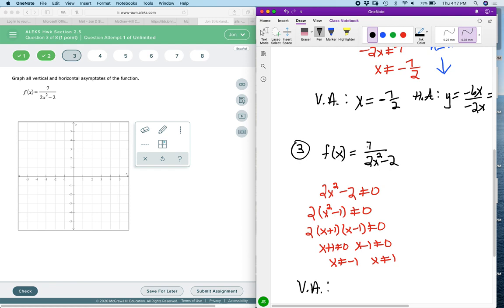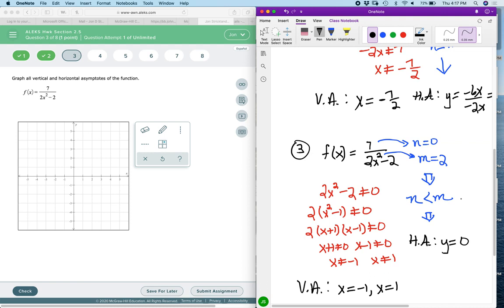Since 2x squared minus 2 is not a factor of the numerator, the exclusions from the domain will be the vertical asymptotes. And again, looking at the degree comparisons, in the numerator you have n is equal to 0, and the degree in x in the denominator is going to be 2. And for the relation, we have that n is less than m, and anytime the degree in the numerator is less than the degree in the denominator, we have a horizontal asymptote, which would be the x-axis, where y is equal to 0.